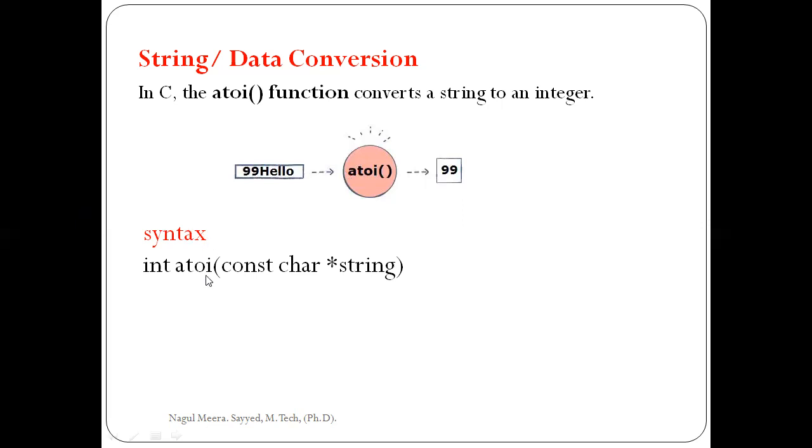Its syntax is int atoi(const char *str). Here the asterisk is the pointer symbol. The int means the integer data type. Why? Because the output is in the form of an integer. That's why I am using the int data type. The function takes one parameter, that is const char *string. This is the syntax.